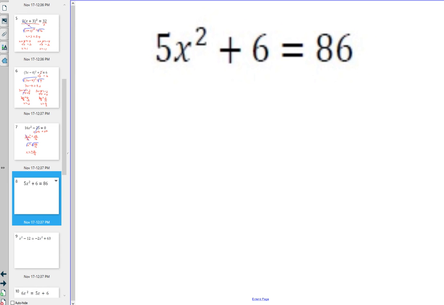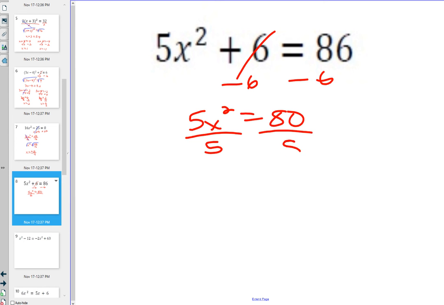Hey, how many x's? One. Just one, so let's isolate it. Minus 6, minus 6, 5x squared is equal to 80, divided by 5. x squared is equal to, is that 16? It is. So once you take the square root, what do you get?